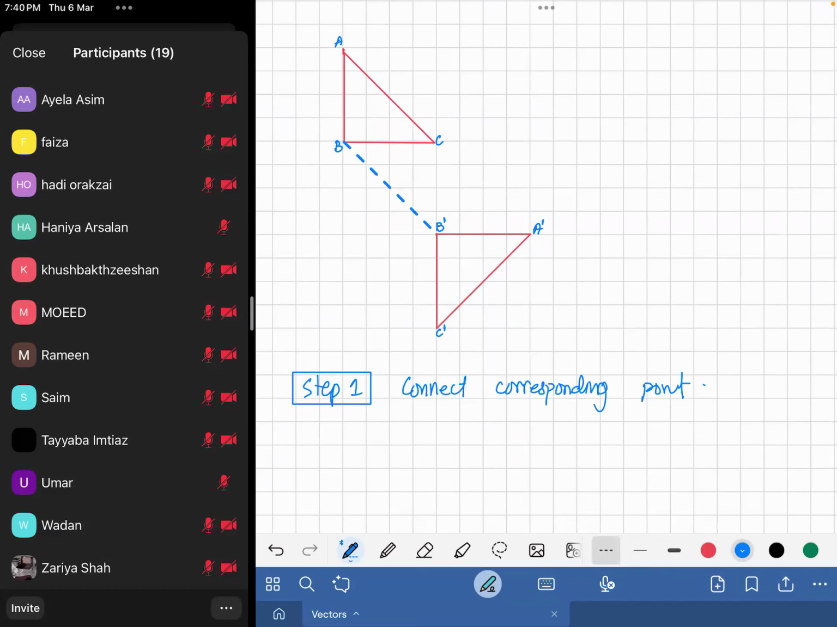Sir, listening. Sir, they give us tracing paper during the exam, so how?